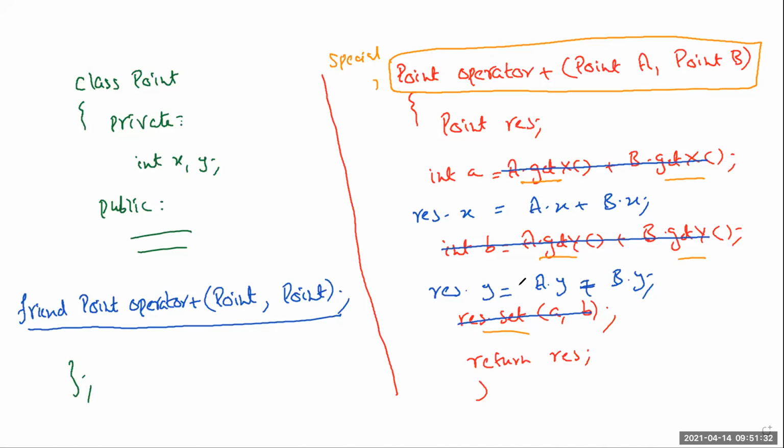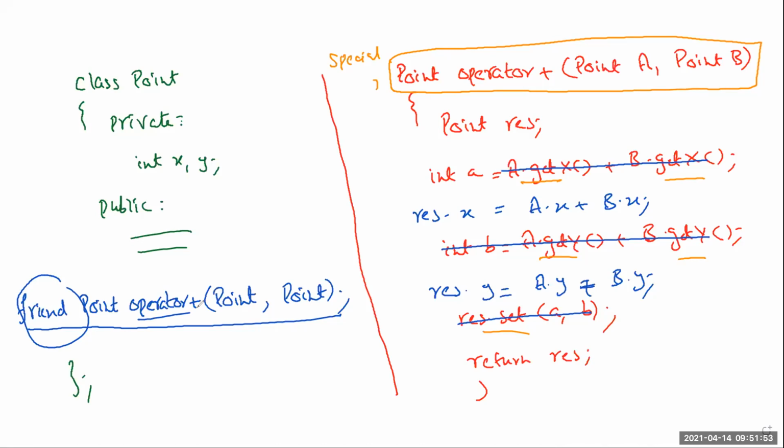How do we make a friend? We just copy the prototype of the function, paste it in the class, and use the keyword friend. This is basically showing you here. And now this function can directly access the private data of the class with the dot operator. So you can write a.x, b.x if it's a friend function, right?